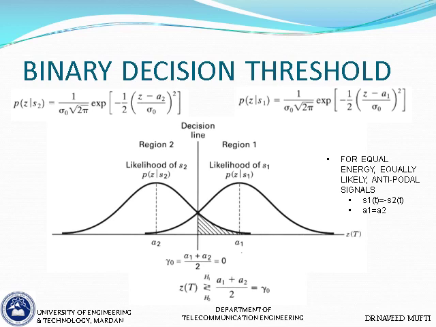So in this case, we will decide S1 of t if Z1 of t is greater than Z2 of t, and we will decide in favor of S2 of t if Z2 of t is greater than Z1 of t. So this basically ends the first part of this week's lecture, and now we will consider a numerical example.